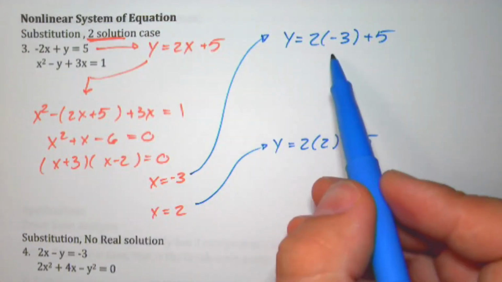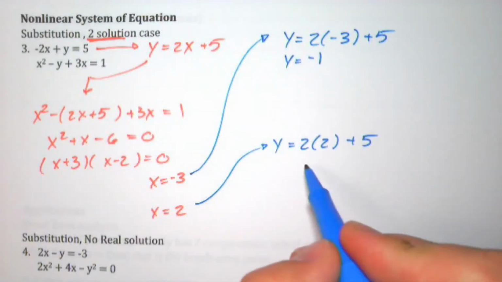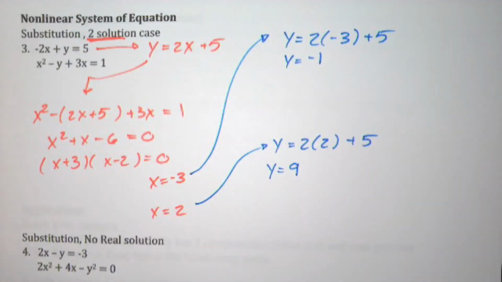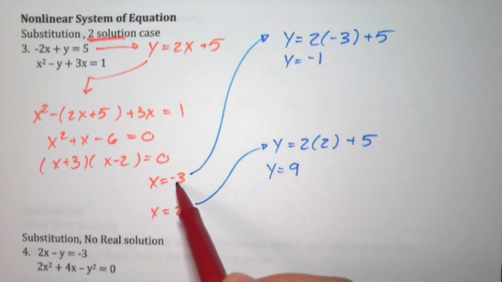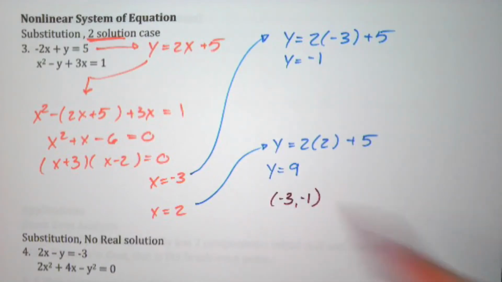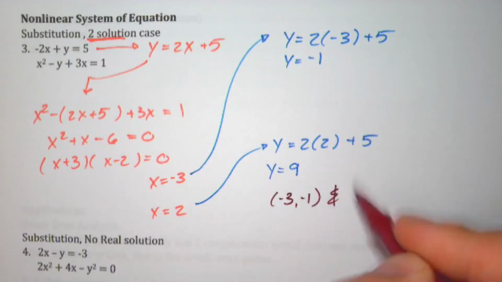Well, for the first, we end up with just y is equal to negative 1. For the second, we end up with y is equal to 9. And then our solution as a whole, the entire answer, is now 2 ordered pairs for us. We have the first, which is negative 3 comma negative 1. And then we have the second, which is that 2 comma 9.